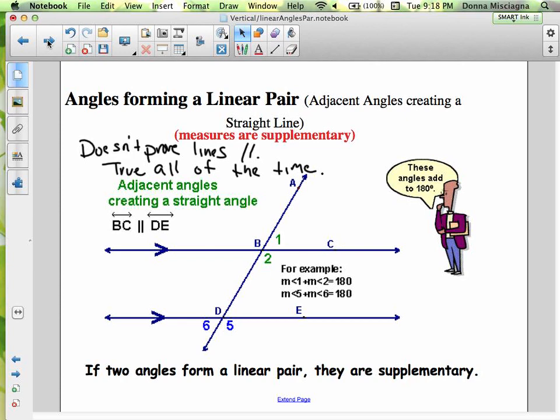So if 2 angles form a linear pair, they are supplementary all the time. So they won't prove our lines parallel, but we might be able to use them to prove things about our lines. Same thing with the vertical angles.